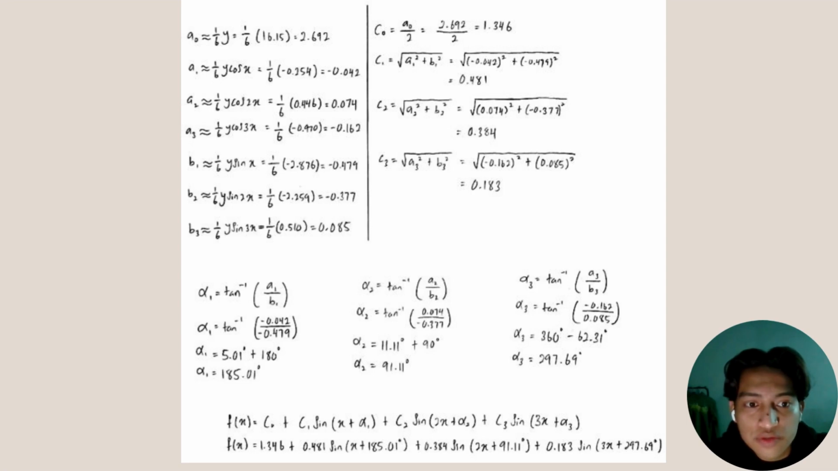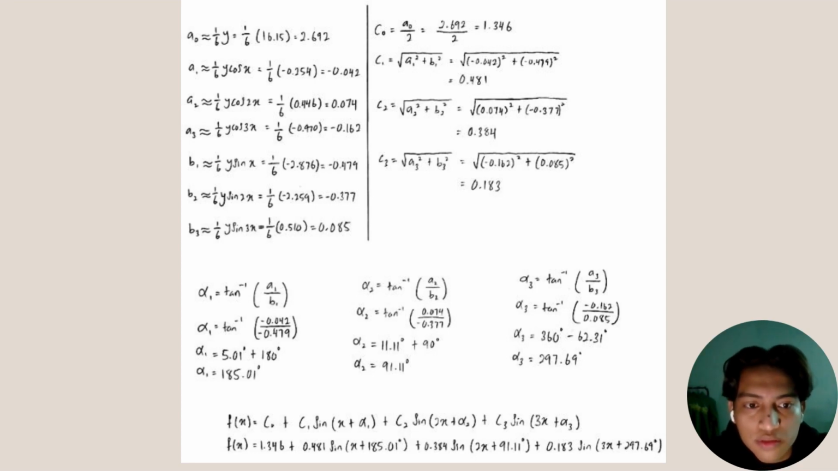In order to find c0, c1, c2, and c3, first we need to find a0, a1, a2, a3, b1, b2, b3. After we get all of those values, we can proceed to find alpha for the angle: alpha 1, alpha 2, and alpha 3. After we obtain alpha 1, alpha 2, and alpha 3, and also the c1, c2, c3 values, we can build the Fourier series expansion equation.